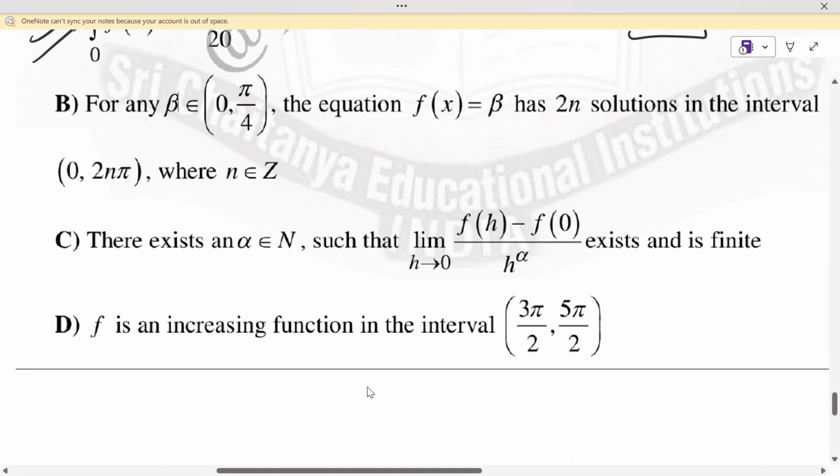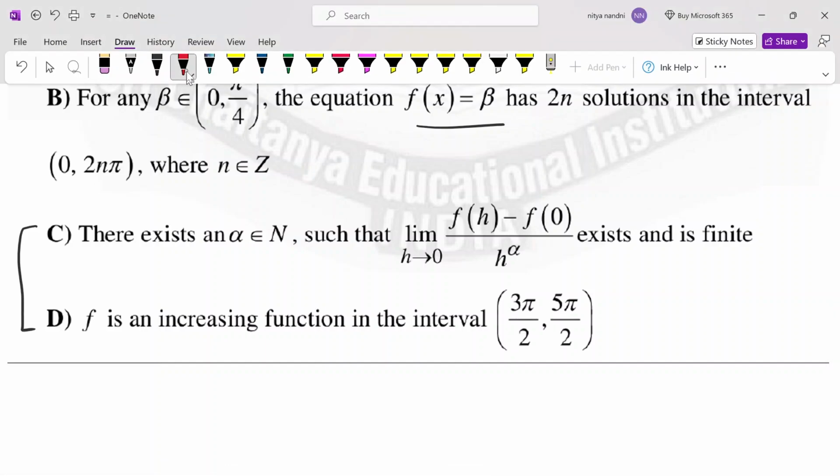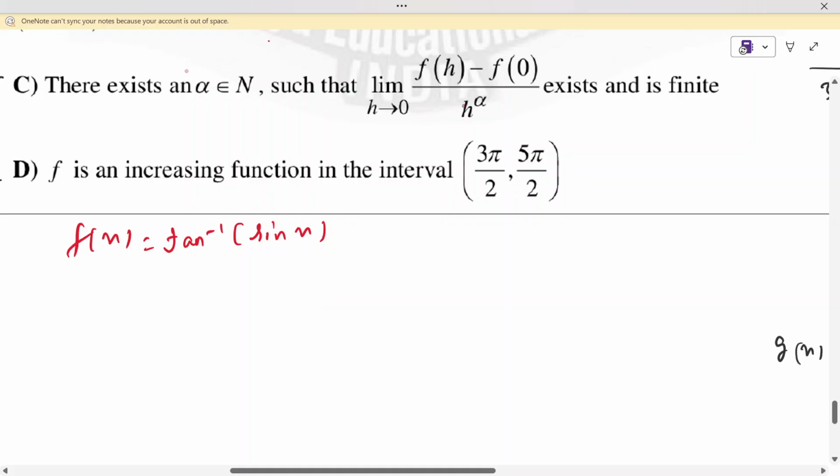Okay, fine. Let's just solve the second part. f(x) is tan inverse sin x. Tan inverse sin x right there. So what will I do? I will simply write f(h) minus f(0). So this particular limit will exist. f(0) is simply zero, right? So f(x) is what?